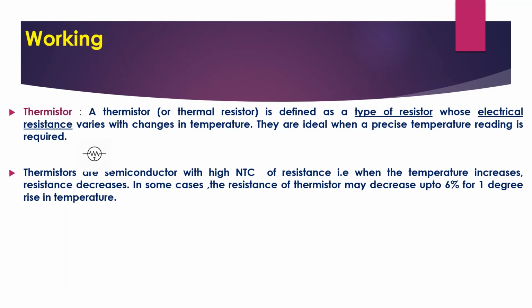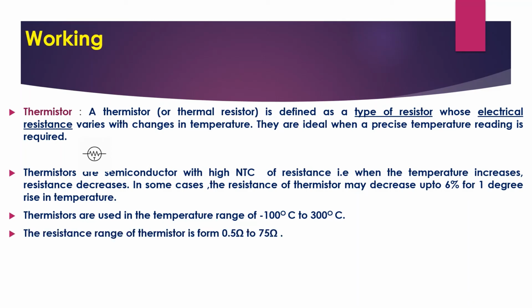Okay. So thermistors are semiconductors with a high NTC of resistance. That is, when the temperature increases, resistance decreases. In some cases, the resistance of the thermistor may decrease up to 6% for a 1 degree rise in temperature. That means you can see the sensitivity is very high for thermistors. Thermistors are used in the temperature range of -100 degrees Celsius to 300 degrees Celsius, and the resistance changes from 0.5 ohms to 75 megaohms.